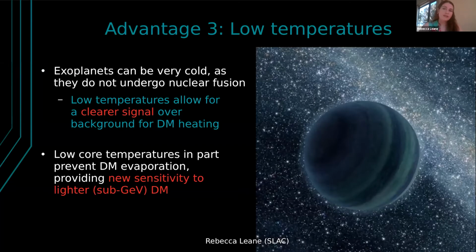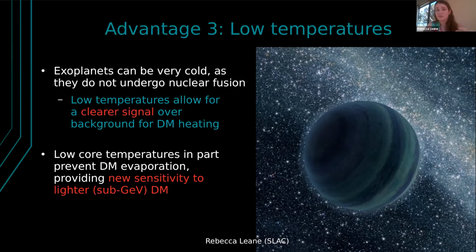The third advantage is the very low temperatures of exoplanets. Exoplanets can be very cold because they don't undergo nuclear fusion. At their core, compared to, for example, our sun, there is no fusion going on, so the core temperatures are just much lower. And these lower temperatures allow for a much clearer signal over background for trying to see our dark matter heating signal. In addition, these low core temperatures prevent, in part, dark matter evaporating out of the system.